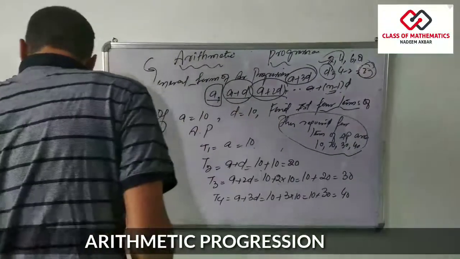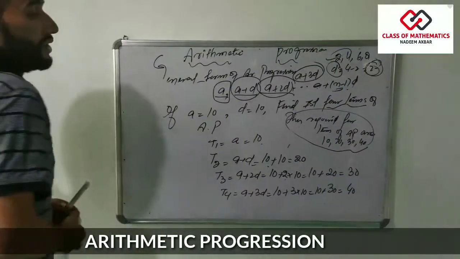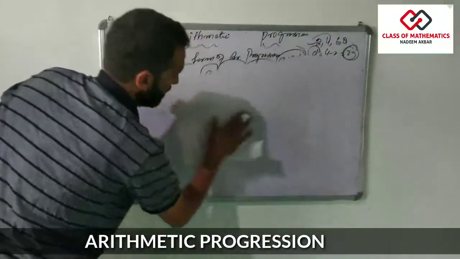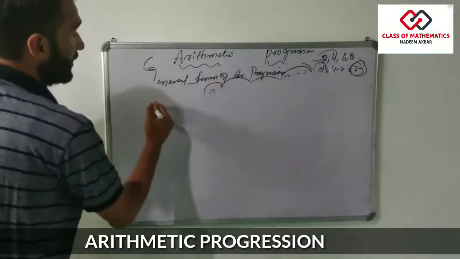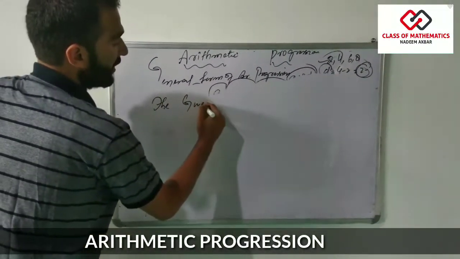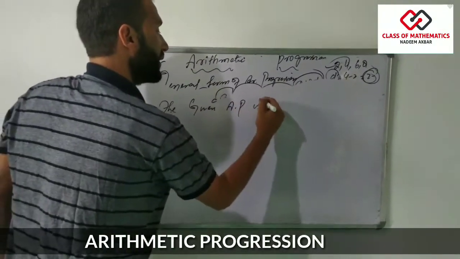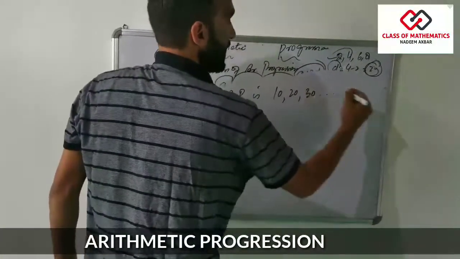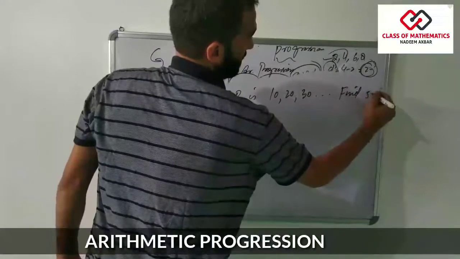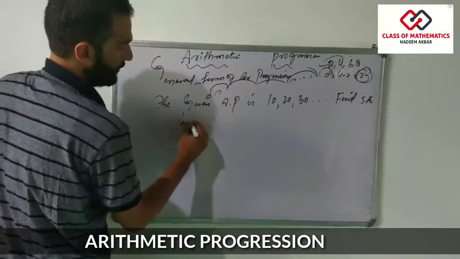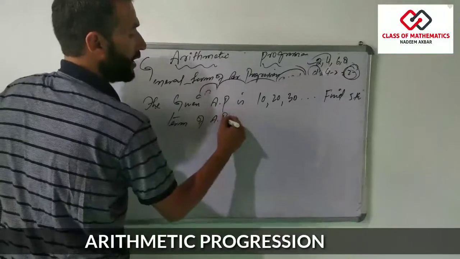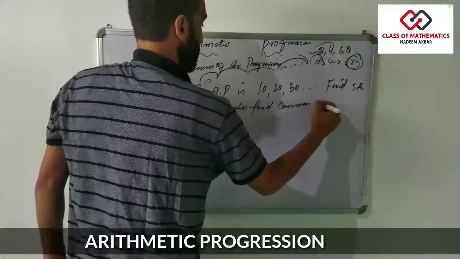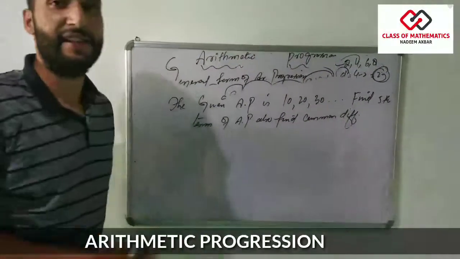Now moving to the next question of this AP. Suppose अगर आपके पास ऐसा कोई क्वेश्चन आया है, suppose you have a question that the given AP is 10, 20, 30, dash, dash, dash. Find fifth term of AP. Also find common difference. मैं जनरल क्वेश्चन दिखा रहा हूं, बाकी आप एक्सरसाइज इसी के बेस है सारे.